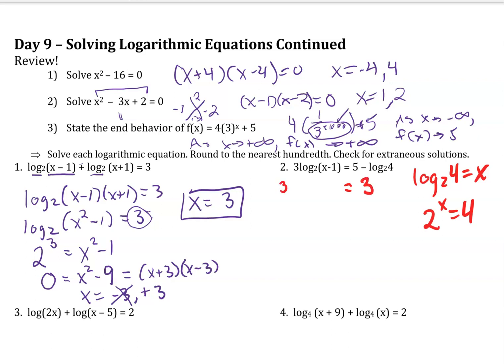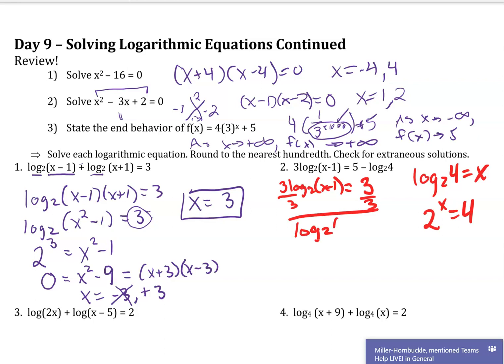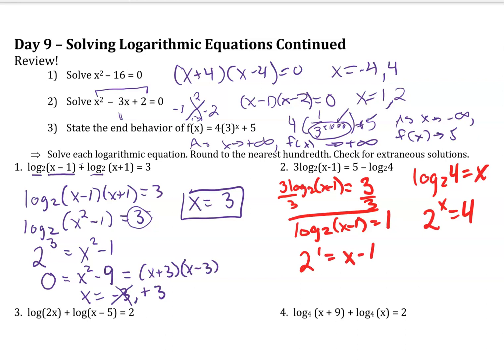On the left side, 3 log base 2 of (x minus 1). So now we're going to divide each side by 3, and we get log base 2 of (x minus 1) equals 1. So looking at our rules again, what does this mean? It means 2 to the first power equals x minus 1. 2 to the first power is 2, so I'll subtract 2 from each side to set my equation equal to 0. I get x minus 3 equals 0. So add 3 to each side, x equals 3.